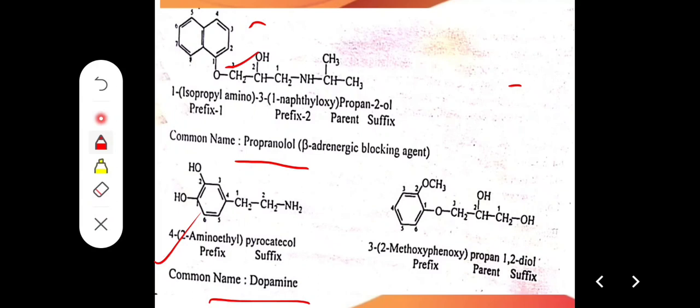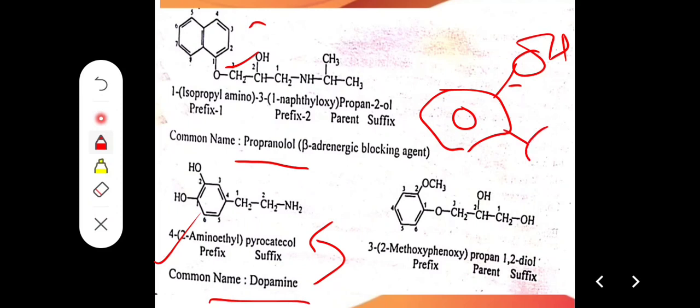So first one, dopamine having this type of IUPAC nomenclature, that is 4-(2-aminoethyl)pyrocatechol. Catechol having the structure that is benzene with two adjacent hydroxyl groups, that is 1,2-hydroxybenzene, or we can say 2-hydroxyphenol. That is termed as catechol. So 4-(2-aminoethyl), 2-aminoethyl, because this carbon is 2.